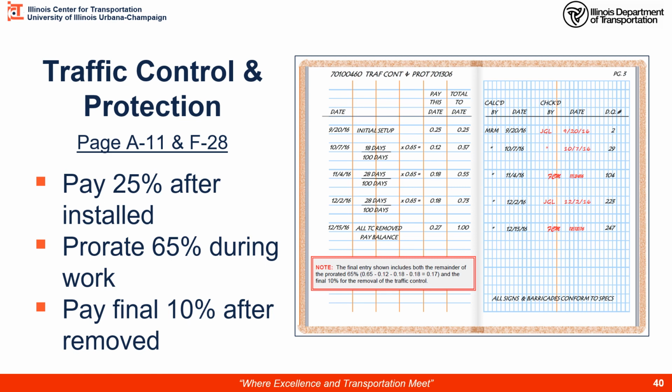Here we have another pay estimate. Here we got 28 days. I'm going to pay 0.18. Another pay estimate, another 28 days. I'm going to pay 0.18. I'm up to 0.73. I'm still in good shape. Here on the last entry, all the traffic control is removed. The work is done. I can pay the balance that's due. And if I do my subtraction right, 0.27 plus 0.73 equals one lump sum. So on the last payment, they're going to get 0.27. If this number had been 0.9, this last one would be 0.1.